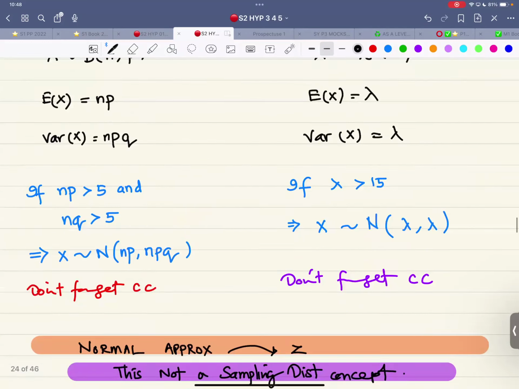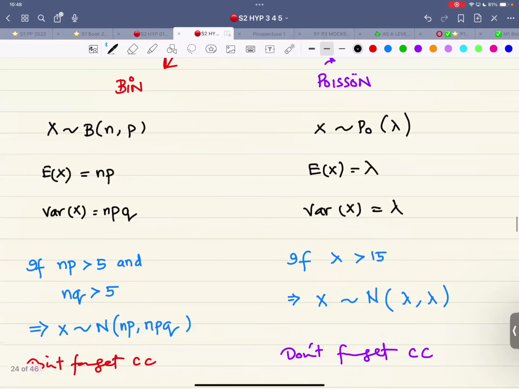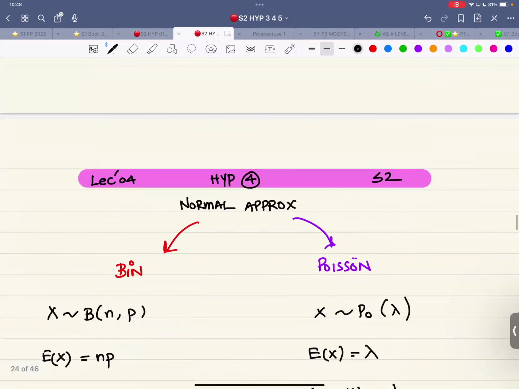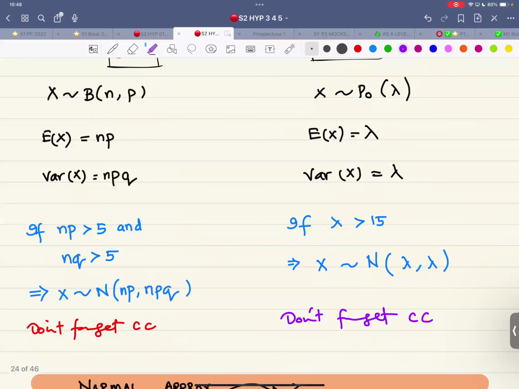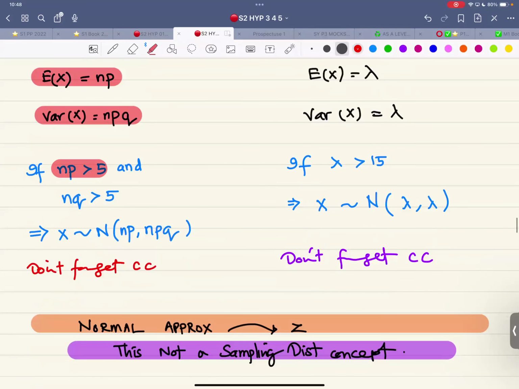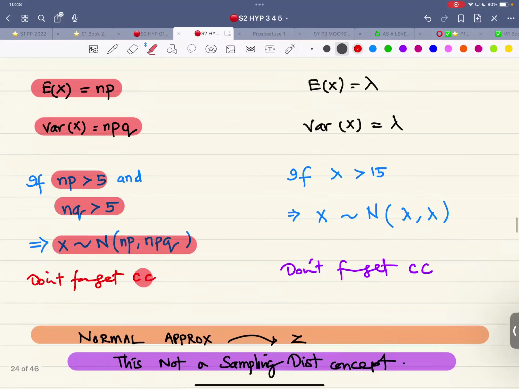Okay, so now it's about normal approximation. Keep in mind, as I stated yesterday, that sampling distribution has nothing to do with hypothesis tests related to normal approximation to binomial, or normal approximation to Poisson. It's just the old school stuff. You have to calculate expectation, you have to calculate variance, you have to fulfill the condition, and then it would become normal. And don't forget continuity correction.